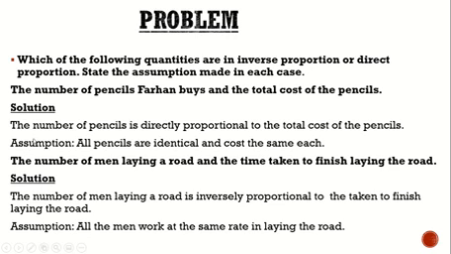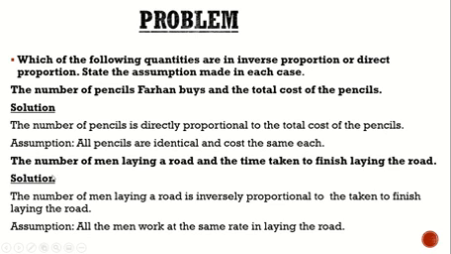The solution is: the number of pencils is directly proportional to the cost of the pencils, because when we increase the number of pencils, the cost of the pencils will increase. When we decrease the number of pencils, the cost of the pencils will decrease. This is the example of direct proportion. So the number of pencils is directly proportional to the cost of the pencils. The assumption is that all the pencils are identical and the cost of each pencil is the same.